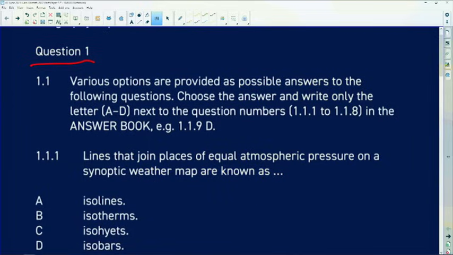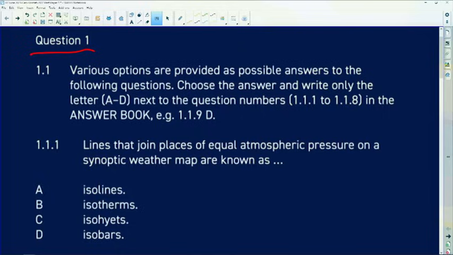Question 1.1.1. Lines that join places of equal atmospheric pressure on a synoptic weather map are known as. Now, grade 12s, that's the beauty of it. So we've seen it before. This is the foundation when you started doing geography in grade 10. So this is almost like revision, isn't it? Because you know this answer. We've done it since grade 10 and in grade 11, and now it's repeated in grade 12 again.